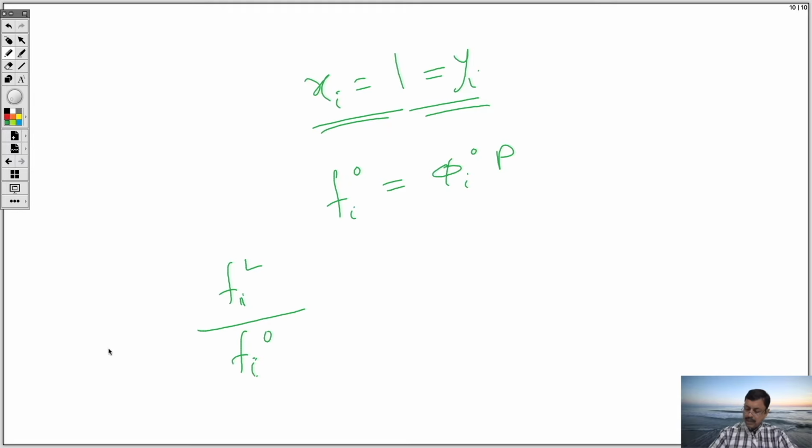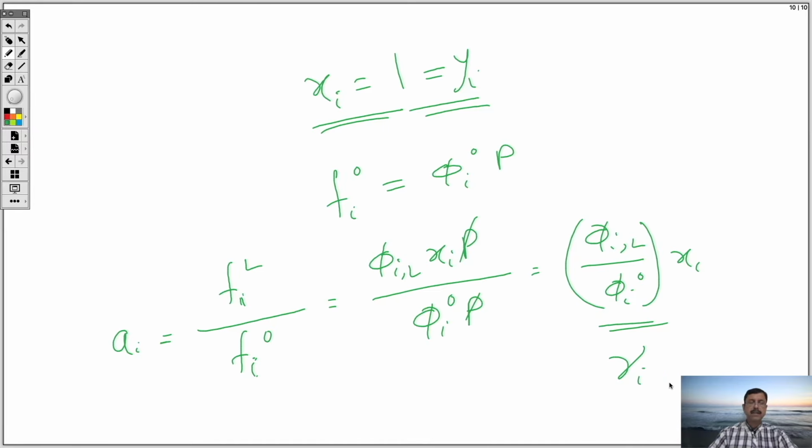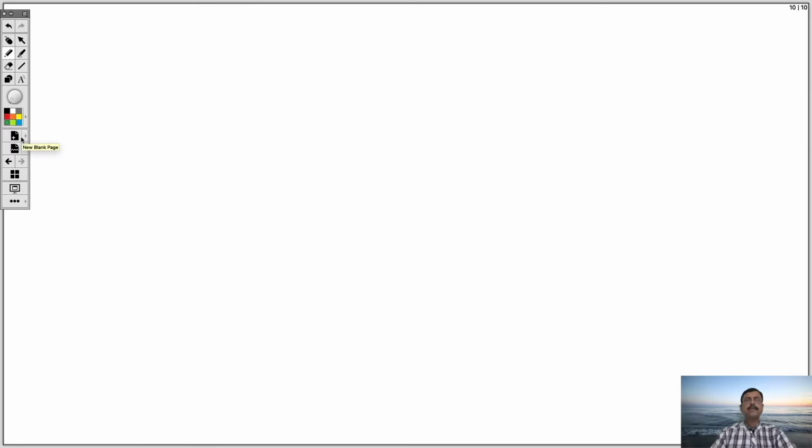So the ratio of them is called the activity, which is equal to phi iL xi P by phi i naught P. That is equal to phi iL by phi i naught into xi. And this is called the activity coefficient. So all the non-ideal cases are dealt with the activity coefficient.